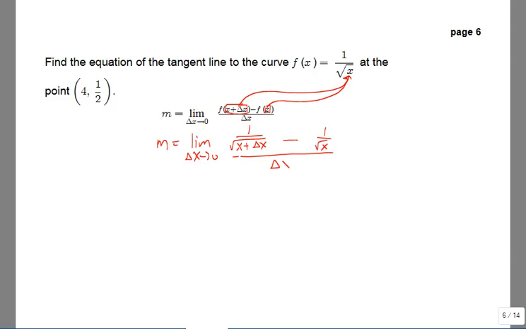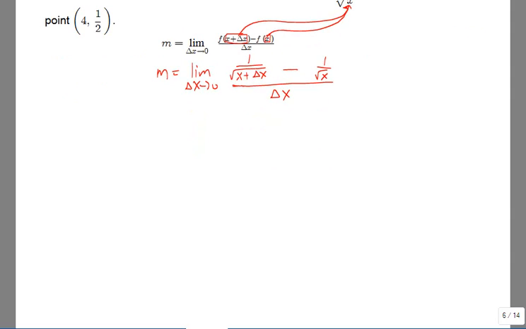So here's what we have when we substitute in our function, and now at this point we're going to need to clean this up. If I try to plug in 0 right away, this delta x would go to 0, and I'd get 1 over square root of x minus 1 over square root of x, which is a 0, and the bottom goes to 0 as well, so we'd be getting one of those indeterminate forms. So we can't just substitute in right away. We're going to have to be a little bit clever and try to manipulate this.